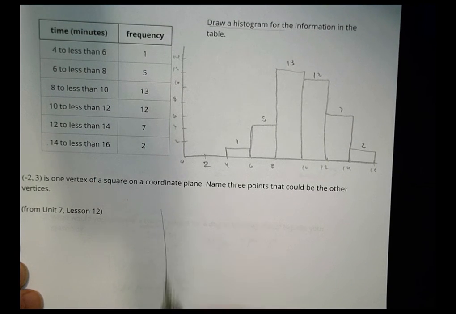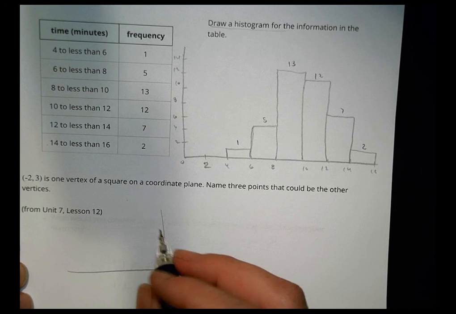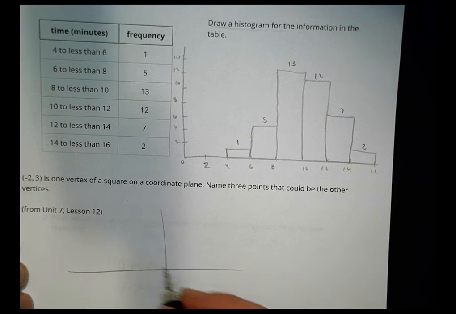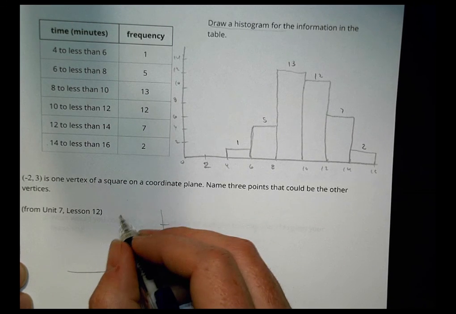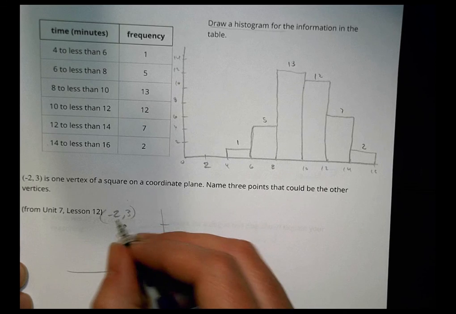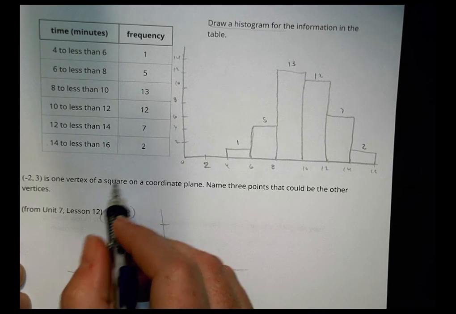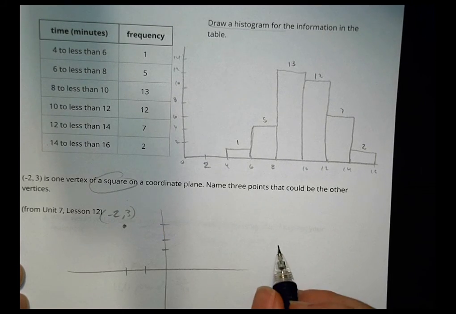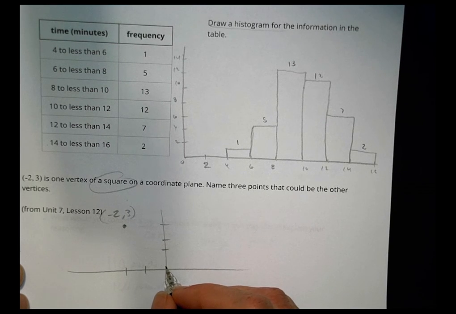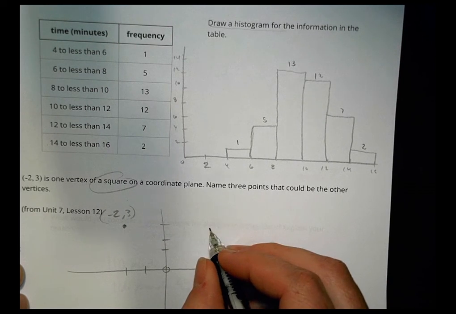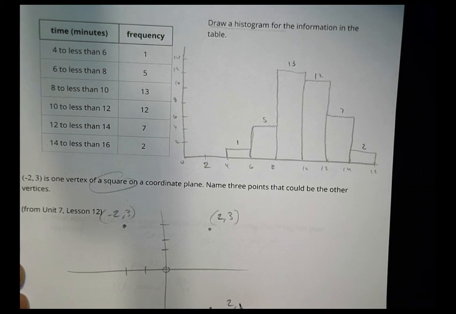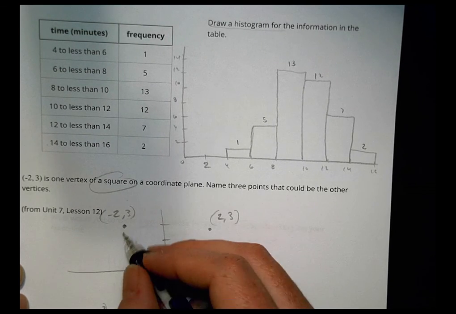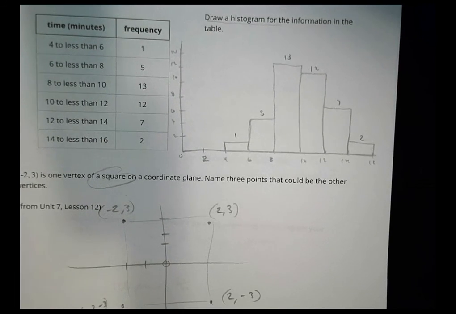And finally, number 4, it says that a vertex of one square in a coordinate plane is at -2, 3. So over 2, and up 1, 2, 3, right there. So that's the one vertex at -2, 3. Name 3 points that could be the other ones. We're talking about a square, so a square is going to have the same lengths. So if we say that the center is the origin 0, 0, then I could put a point over here at 2, 3. I could put a point over here at 2, -3, and a point over here at -2, -3, and make ourselves a nice square. And that's what we would say.